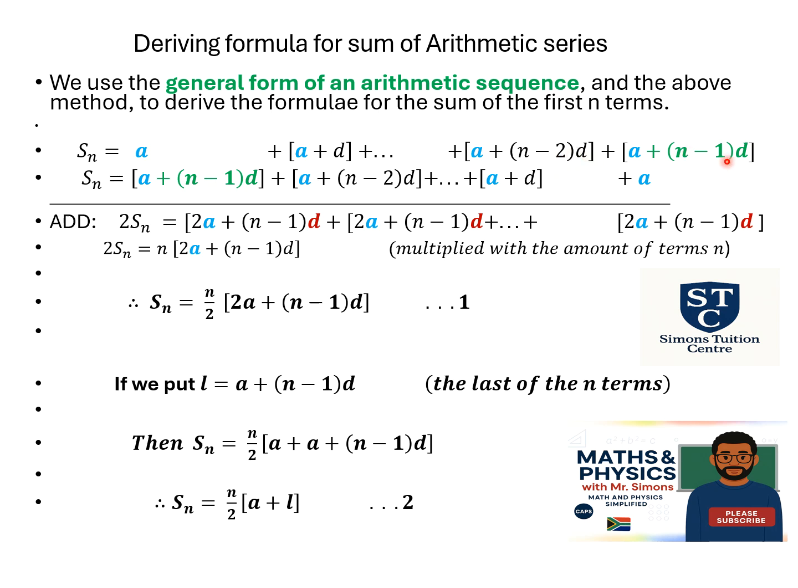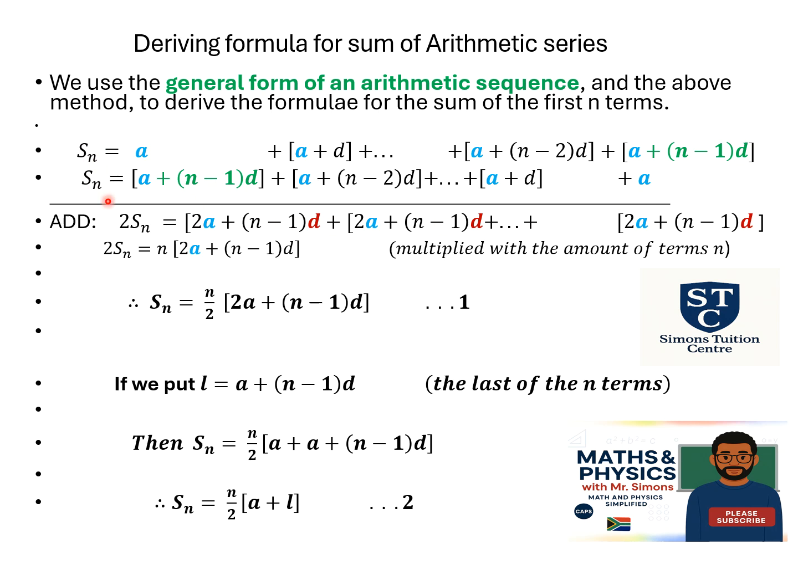Now, if I do this in reverse order, my first term here would be a plus n minus 1 times d. My second term would be a plus n minus 2 times d. My second last term would be a plus d. And here the last, smallest term would be a. Right? Now we follow the same procedure I did previously.